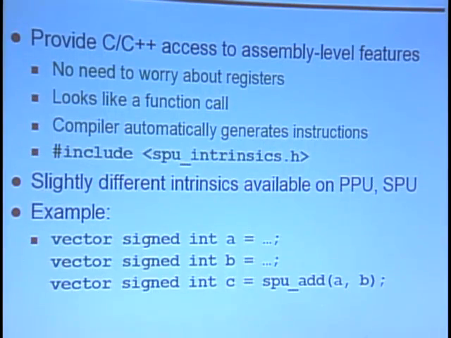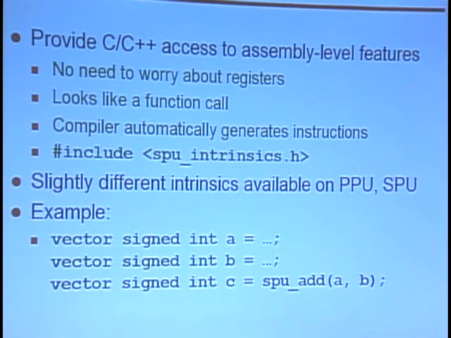And to use these in your SPU program, you're going to want to include spu_intrinsics.h. Now, what's a little bit confusing is that you're going to have slightly different intrinsics available on the PPU and the SPU, because those actually have different instruction sets. But anyway, as an example, you can declare two variables of type vector signed int, and then you can add them using this intrinsic called spu_add, and assign the result to a third vector signed int. Questions? Yep.